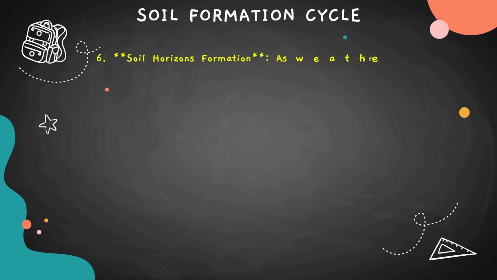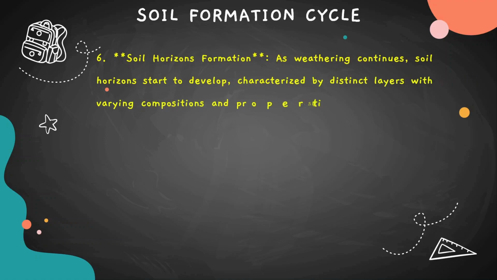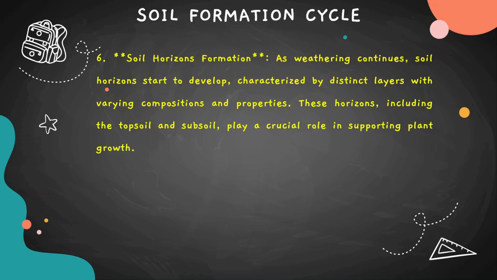Then comes soil horizon formation. So this is the final step where the soil horizon is formed. Soil horizon means your solid layer, your water layer, then your air layer. Because we have learned in the first slide that soil is formed by intermixing solid, water and air in the proper proportion, so that we can define a soil, whether it is a clay soil or a silty soil or a sandy soil, cohesive soil or non-cohesive soil. So finally, as weathering continues, soil horizons start to develop, characterized by distinct layers with varying composition and properties.